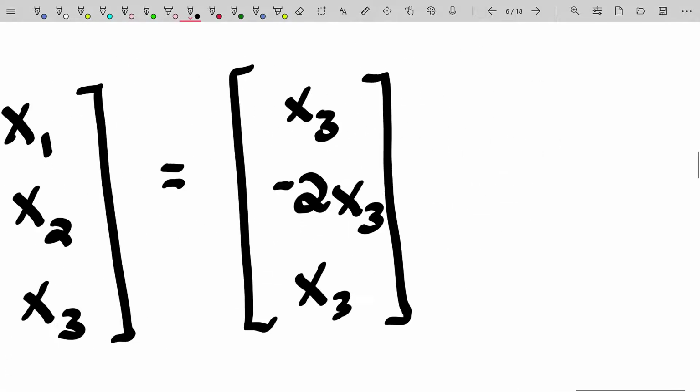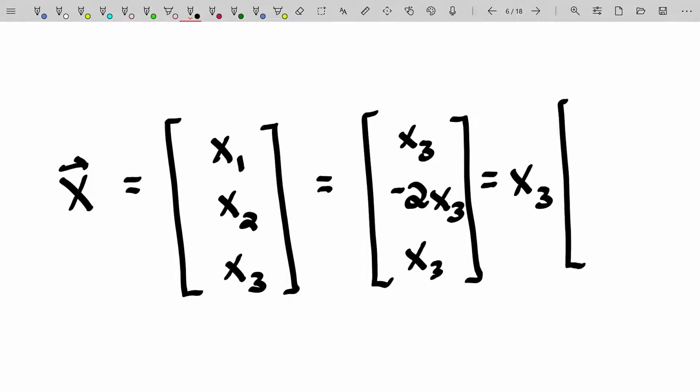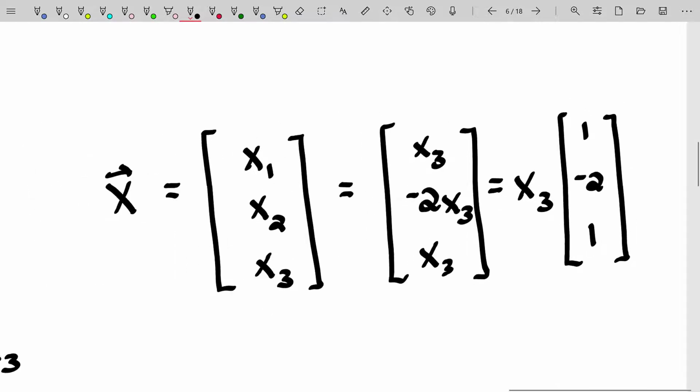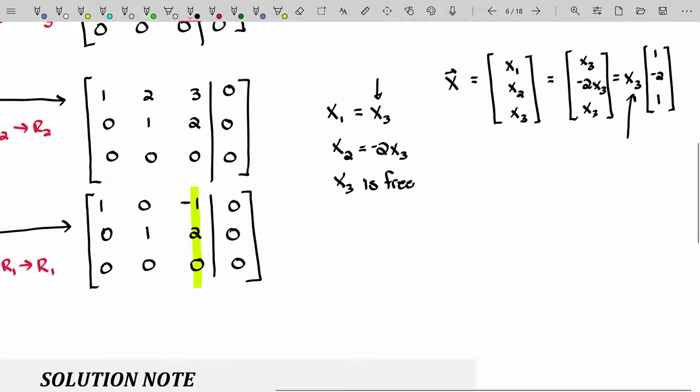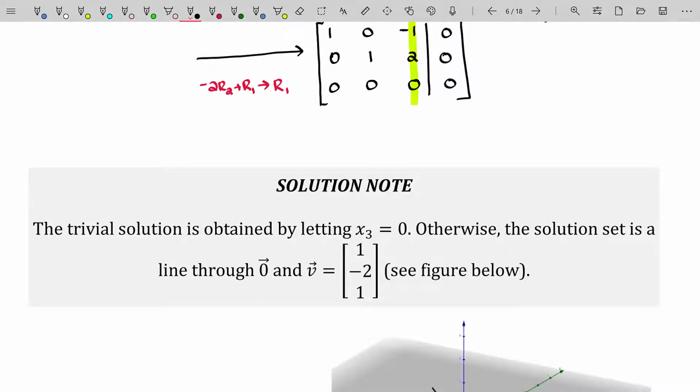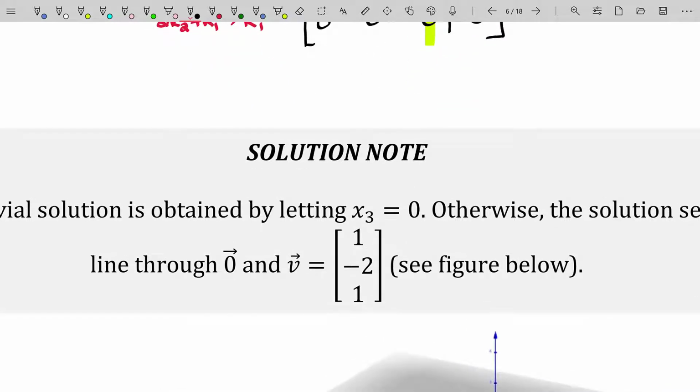Notice all three entries within that vector contain a common factor x sub 3 that I can move out front. And this is the solution set to the original system. It's whatever multiple I want of the vector 1, negative 2, 1. There's a little note at the bottom of this page. The trivial solution is obtained by letting x sub 3 just be 0. Otherwise, the solution set is a line through the origin and the vector 1, negative 2, 1.